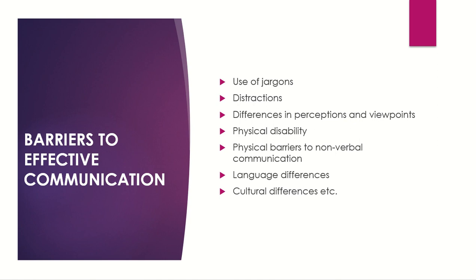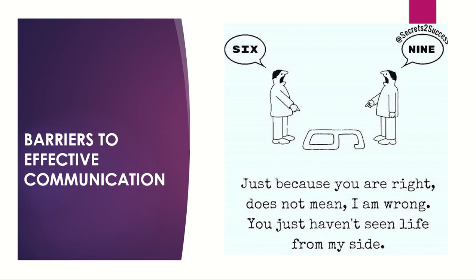Now, another barrier to effective communication is differences in perception and viewpoints. When two people see things differently. So let's say, for instance, two people could be looking at a certain number, and one person could be seeing 6 while the other person could be seeing 9, and that's because of the difference in their perspective, in their viewpoints. And this is just an example.